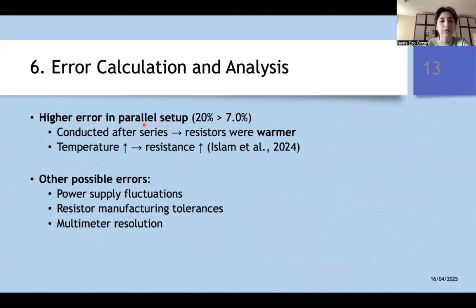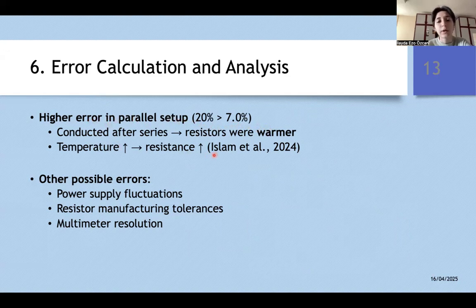So when we look at the errors, we see that the 20% in the parallel connection is higher than 7%. The main cause of this is the heating of resistors. Since we conducted the parallel setup after the series, the resistors were warmer, and also in the parallel setup we have a higher amount of voltage, higher amount of current. That's why our resistors were warmer than in the series setup.